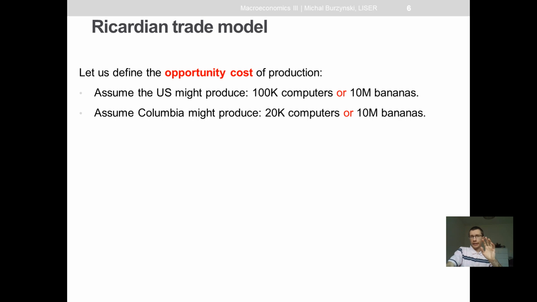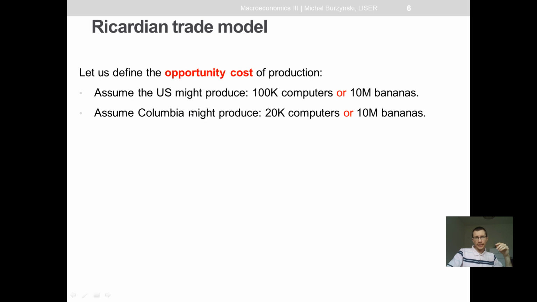Okay. So two important things are striking in the first place here. First of all, note that the United States is more productive in producing computers, or has resources that can produce more computers, but the same number of bananas. Okay, so in fact, the United States is dominating Colombia in terms of production possibility or the production resources or the production factors. Yeah? So in the US, you can produce more than in Colombia in general.